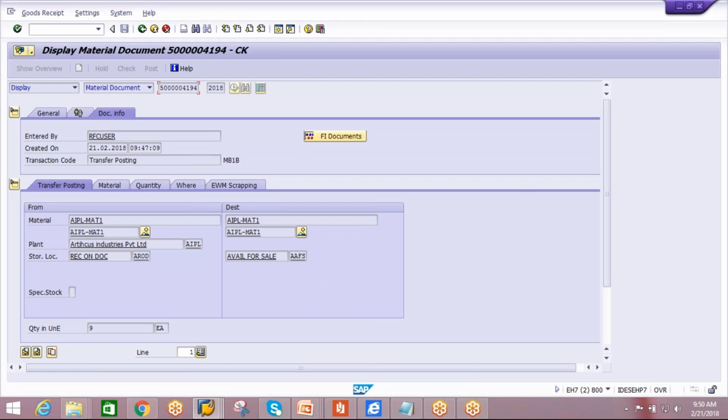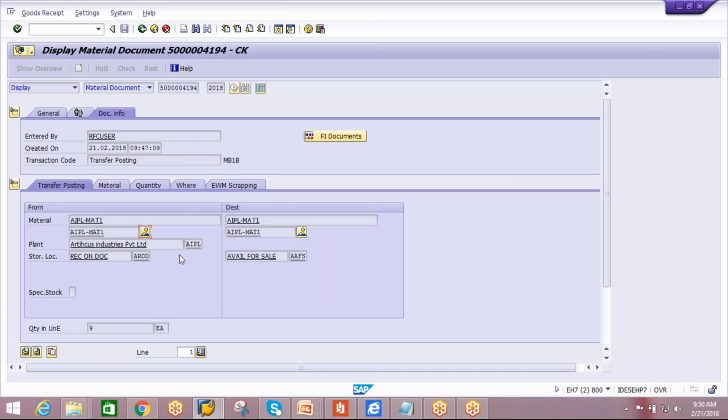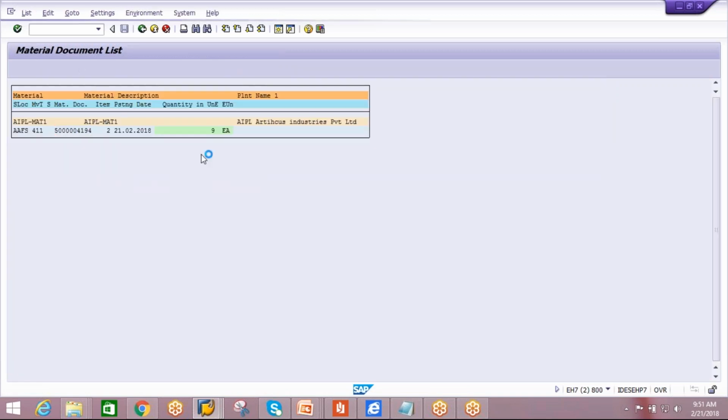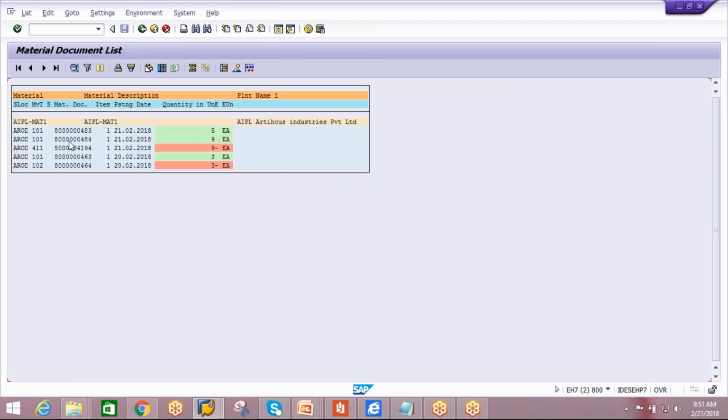If we see this material document in the ECC system after put away, one transfer posting has happened with 411 movement type. From where to where? AROD storage location to AAFS storage location. If we go to after goods received, what is the material movement document? 101 only.